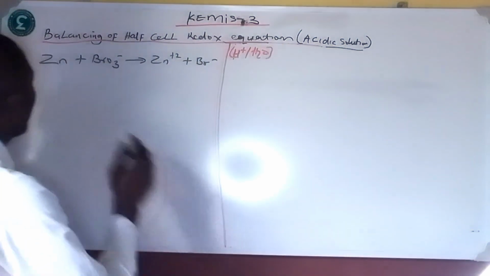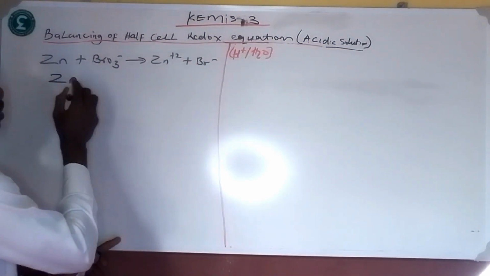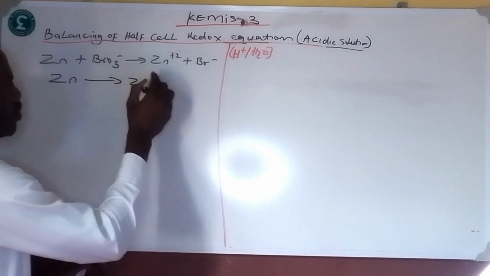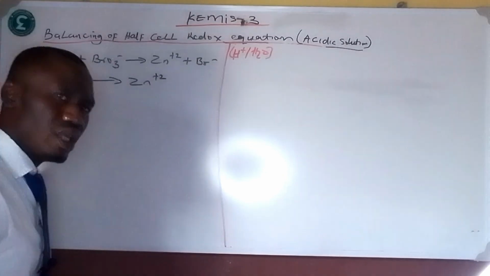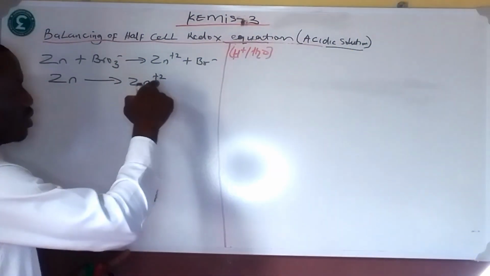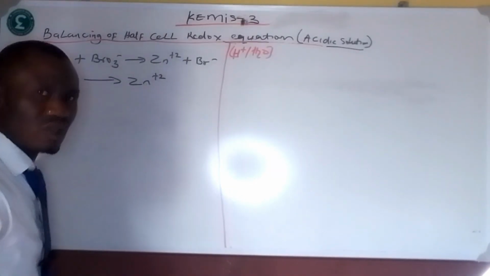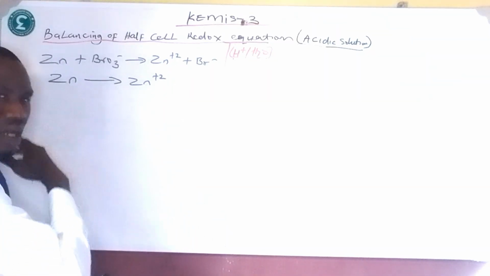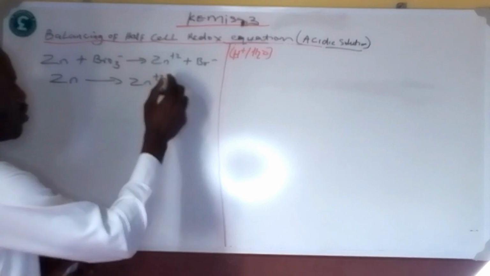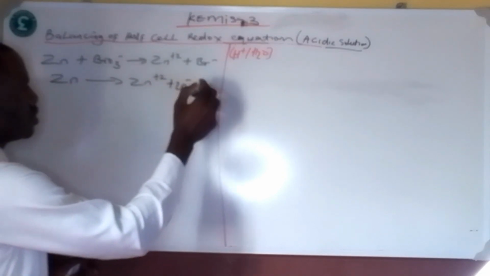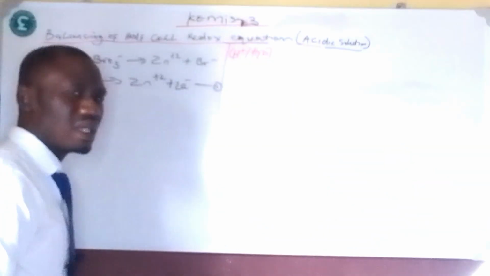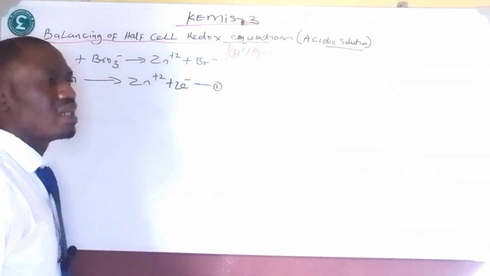Now, we have zinc. Zinc gives me zinc 2+. You notice that there is a +2 charge here, which means that the charge is not balanced, and there is no +2 charge on the right-hand side. So what I'm going to do is add 2 electrons, and this becomes equation 1. Notice that the electrons are balanced and the elements are also balanced.